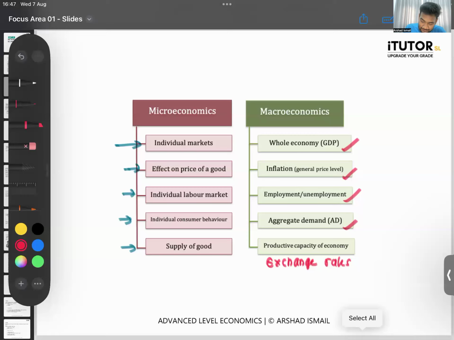We'll say economic growth. Okay, economic. There are so many other topics.